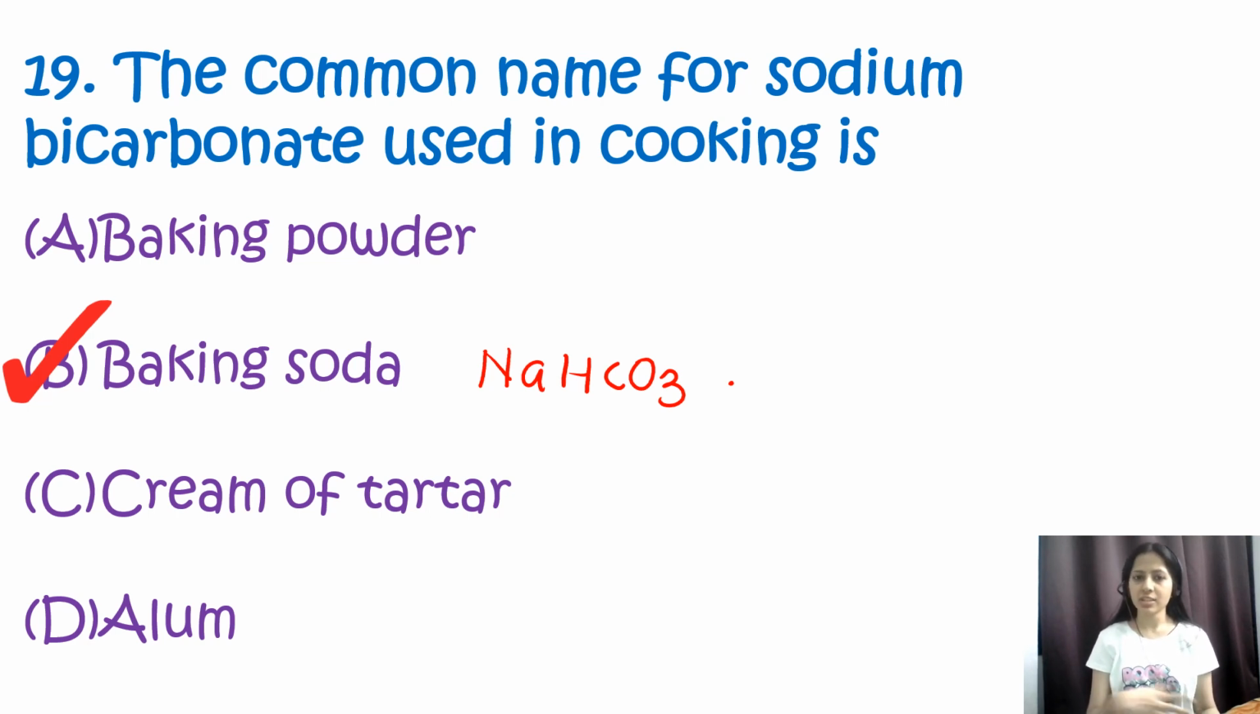It reacts with the acids present in the batter or the dough, and it releases a gas, which gas? It's carbon dioxide gas, which helps the baked food products rise well, and they become lighter and fluffy. So over here my correct option is B, that is baking soda.